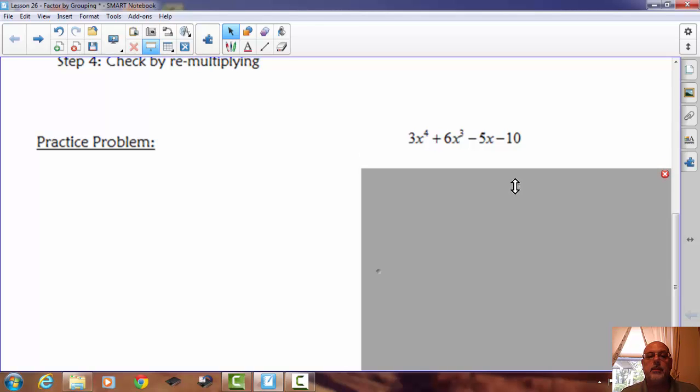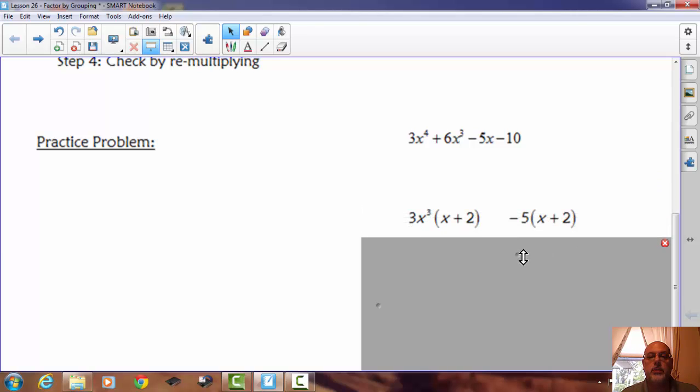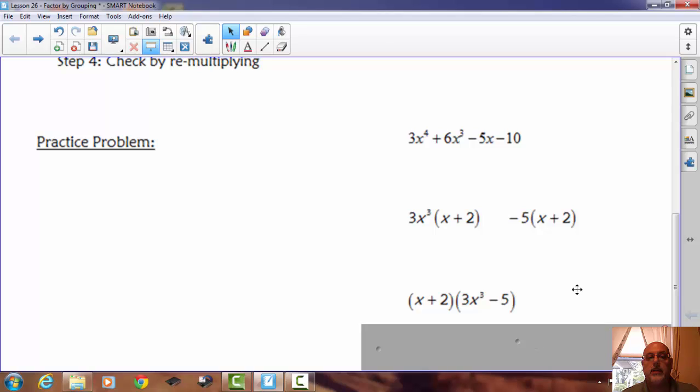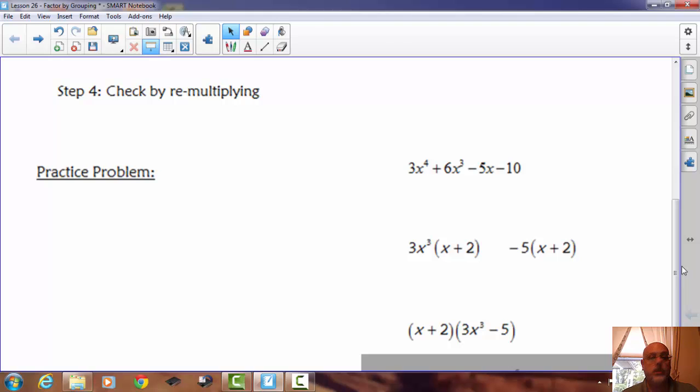So if we split the problem in half, the greatest common factor is x cubed, and on the left side, when you factor out the x cubed, you're left with x plus 2 in the parentheses. On the right side, we know we need an x plus 2. But this is a minus 5x and a minus 10, but if you factor out the negative 5, you wind up with x plus 2. So then at this level, our greatest common factor on both sides is x plus 2, and you factor that out, and your other factor is 3x cubed minus 5. So this is factor by grouping when you've got 4 terms.